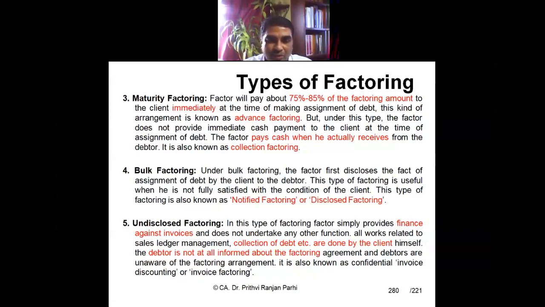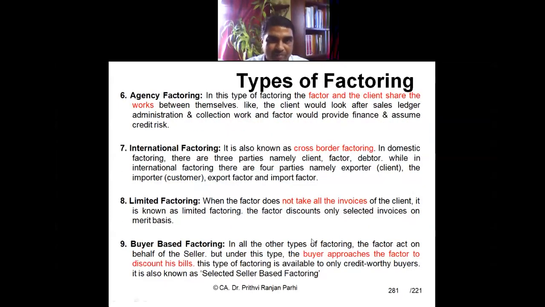Okay, sir. The debtor is not aware that his debt is sold to the factor. Therefore, collection is made by the company and it is shared with the factor. Yes, sir. Agency factoring: here what happened? The factor as well as the client share the work.